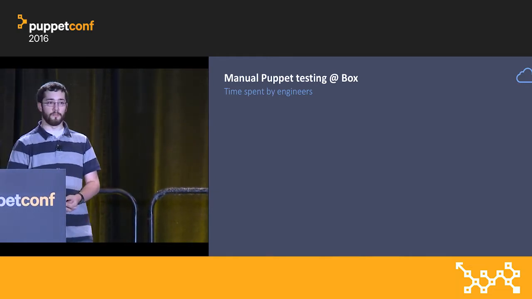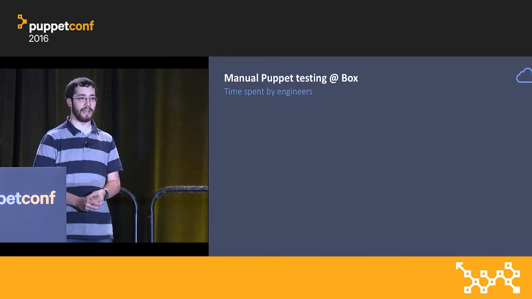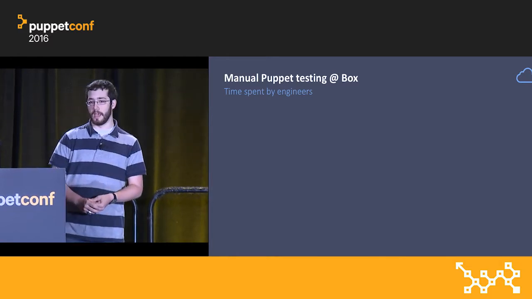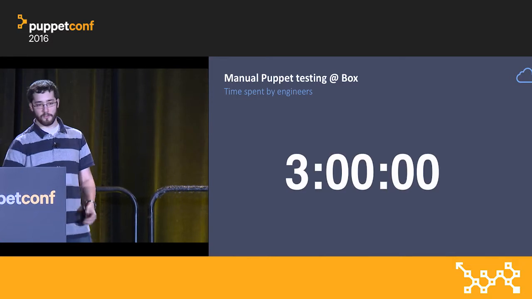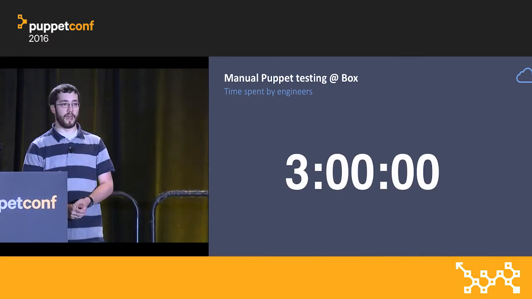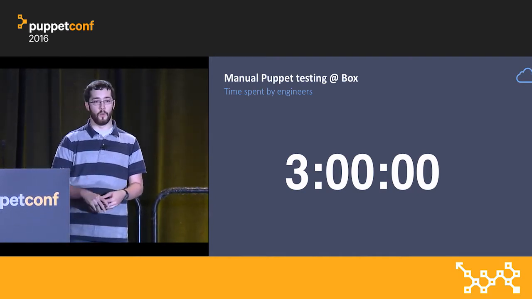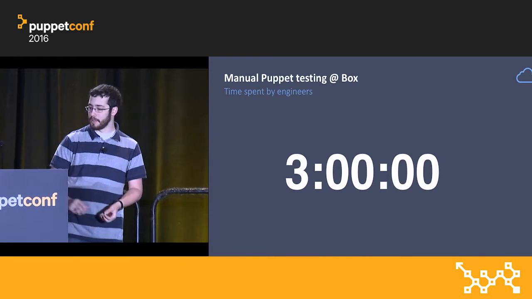We polled our box engineers a while back and asked them, how long do they spend per week testing their Puppet code this way? And when the results came in, we found out that the average time was approximately 3 hours per week spent with this manual testing. So it was a huge loss in productivity when the engineers could have been doing something more useful with their time.